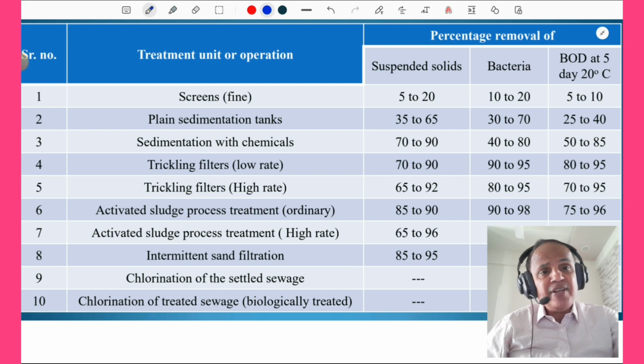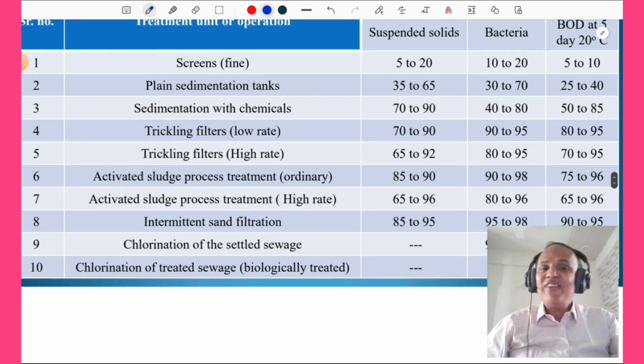Trickling filters. In water supply engineering, the filters used are rapid sand filters and slow sand filters, but in the case of a sewage treatment plant, the trickling filters are termed low rate trickling filters. The working is similar to that of a slow sand filter, and the high rate trickling filter works the same as a rapid sand filter. For low rate trickling filters, the suspended solid removal is 70 to 90%, bacteria removal is very effective at 90 to 95% and BOD removal is 80 to 95%. For high rate, the removal is less: 65 to 92%, for bacteria it is 80 to 95% and for BOD removal it is 70 to 95%.